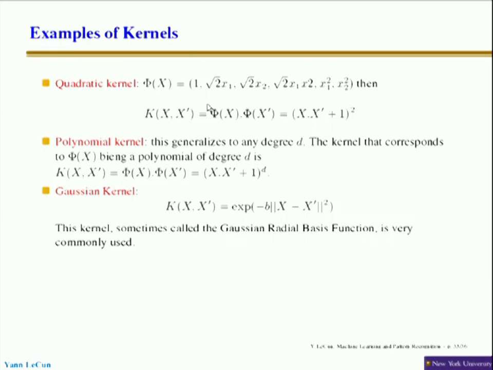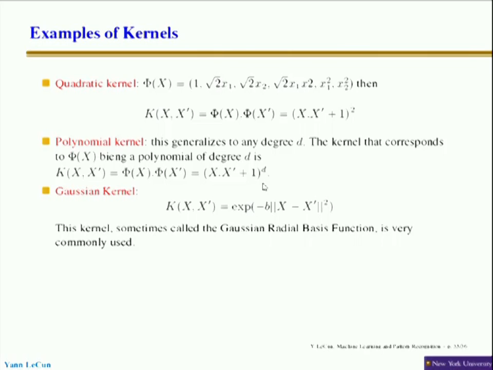Of course, we're never going to compute this, because that requires computing this large vector. We're going to try to reduce all our algorithms to a set of dot products. That's the basic idea of kernel machines. And in fact, you can generalize this to any polynomial expansion of any degree. Basically, it reduces to this expression here, x dot x prime plus 1 to the power d.